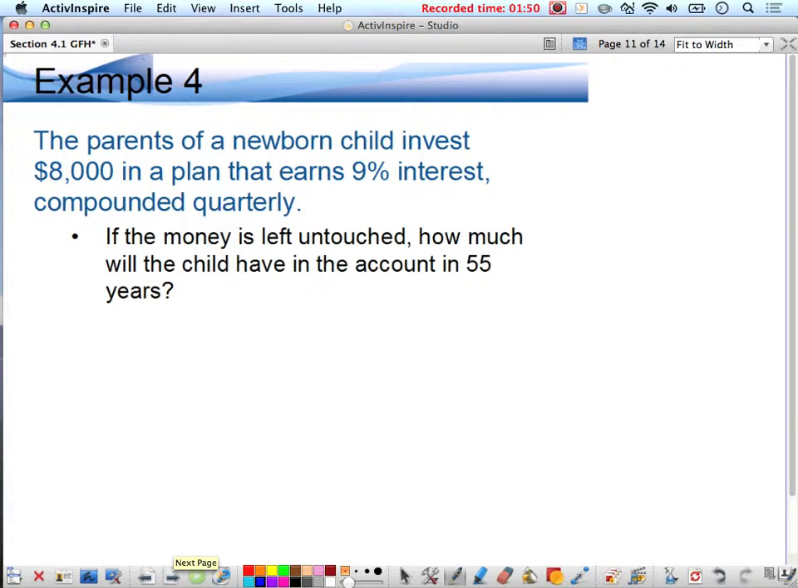So here's an example. The parents of a newborn child invested $8,000 in a plan that's going to earn 9% interest and will be compounded quarterly. If the money is left untouched, how much will the child have in the account in 55 years? Because we all know he's going to leave that money alone for 55 years, right? Maybe if we don't tell him it's there.